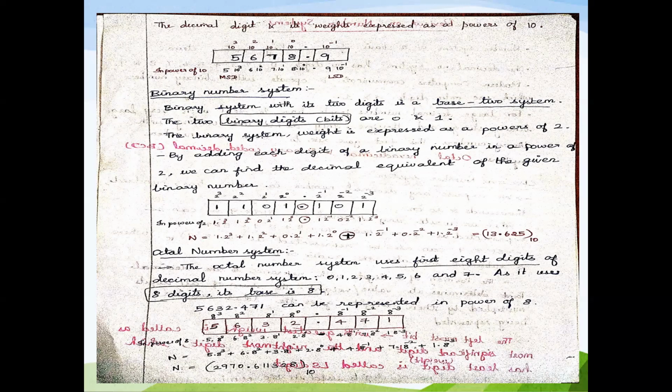How it can be converted into decimal is that the base of the octal is 8, so 8 to the power of its position. So 5632.471 will be given the corresponding powers as 8 power 0, starting from the least significant digit of the whole number, 8 power 1, 8 power 2, 8 power 3, and then next to the decimal point we will have 8 power minus 1, minus 2, and minus 3, and it has to be multiplied and finally summed up. We will get the final result as the representation of the decimal number.